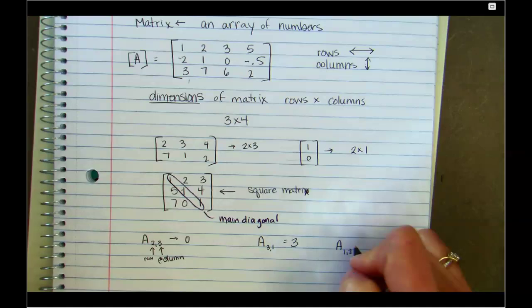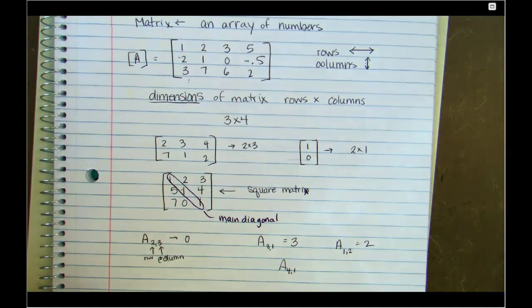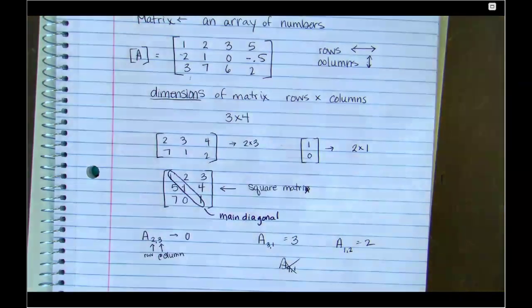Okay. What about A 4, 1? That's not possible, right? Because there is no row 4. Okay, so not possible. I would not ask you that just because it would be stupid to do that, but you get the point.